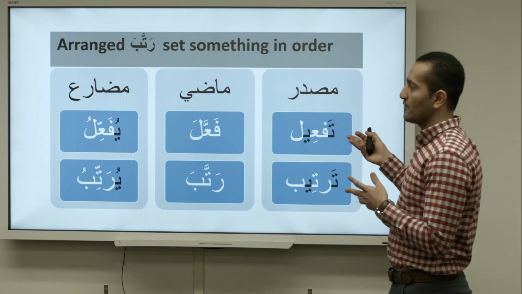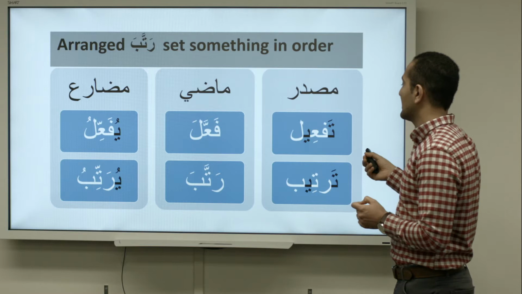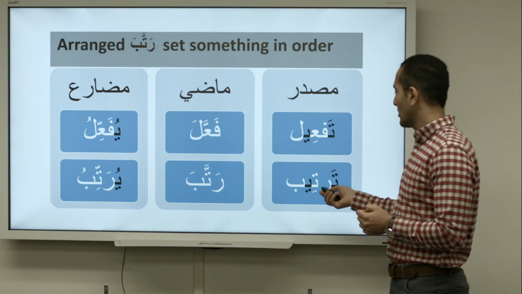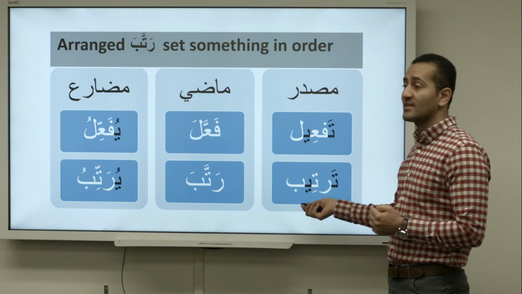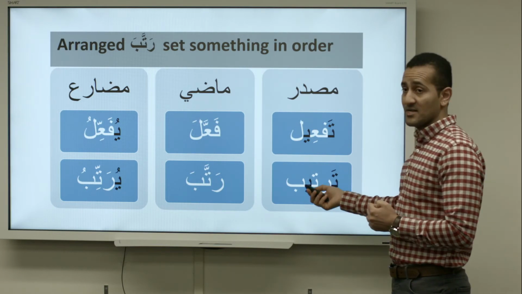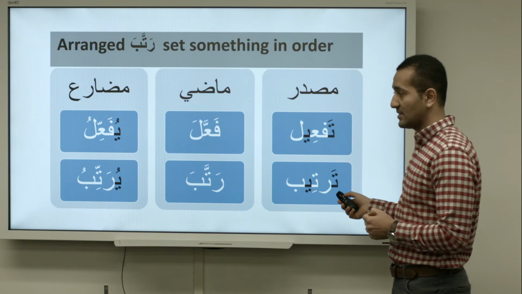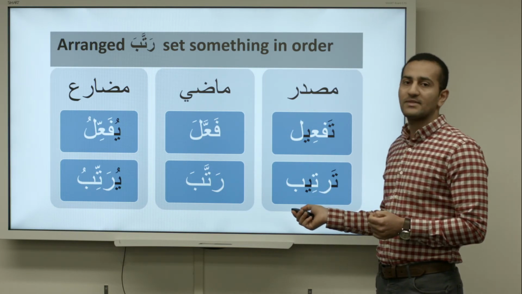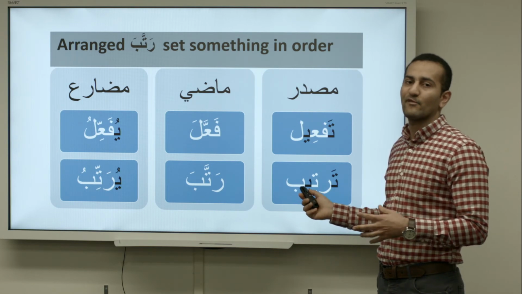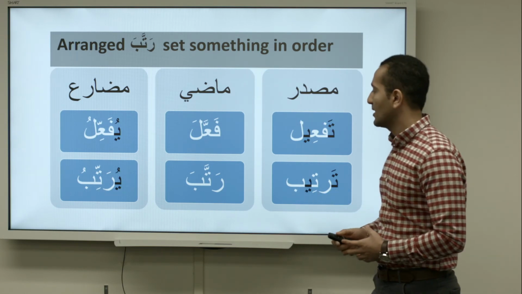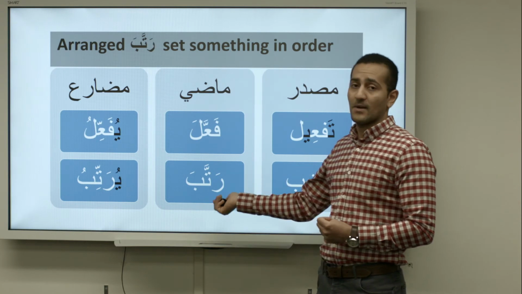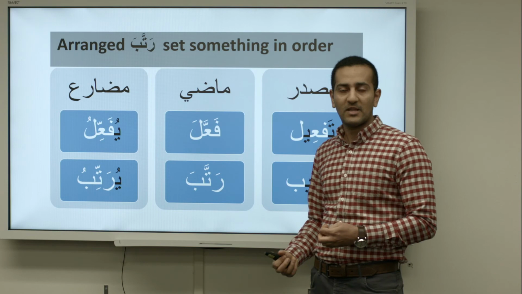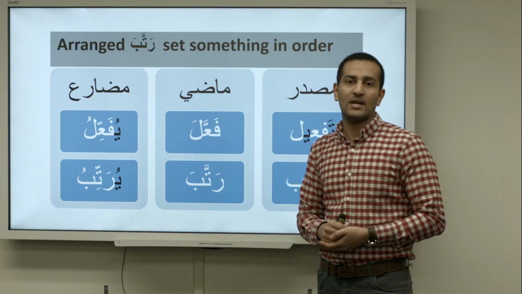And we can see the verbal noun, al-masdar, will be taf'il, so it's tartib. Ra, ta, ba, the three root letters, and we add ta and ya. So tartib, which means arranging or setting something in order, like the verbal noun of this meaning. And then the past rattaba, arranged, and the present yurattib, like he is arranging right now.